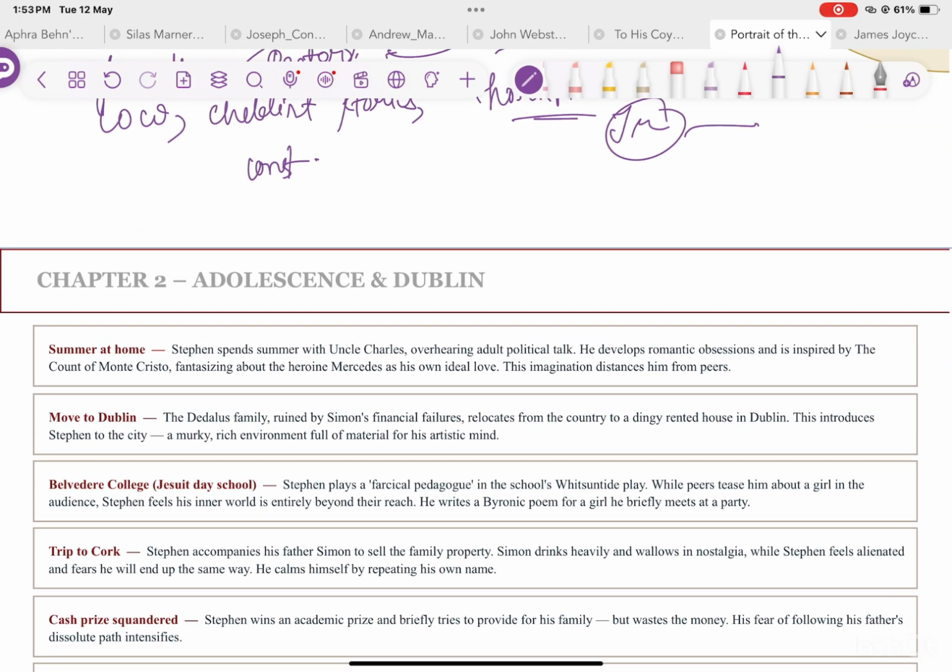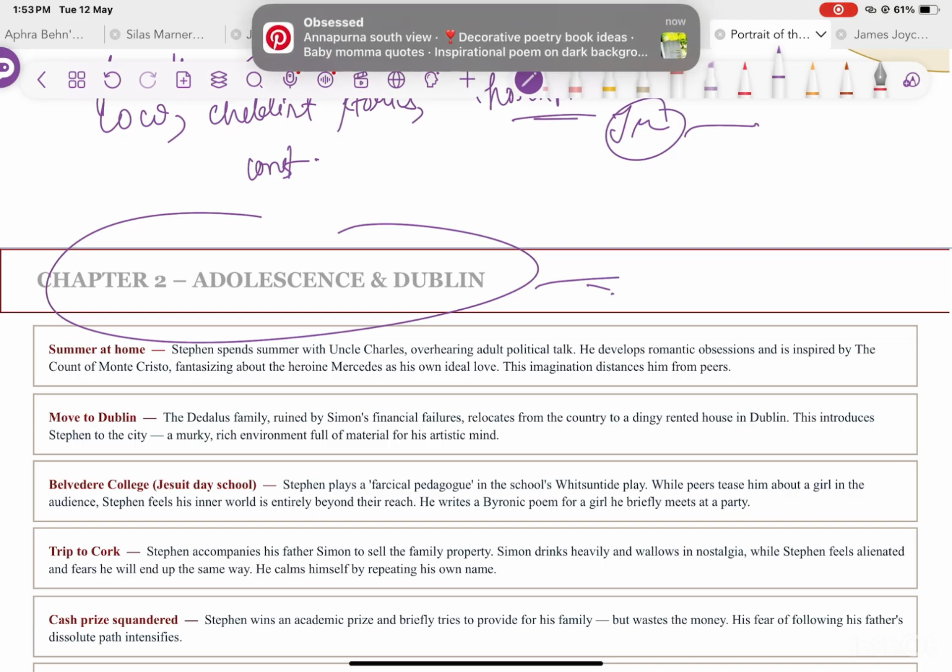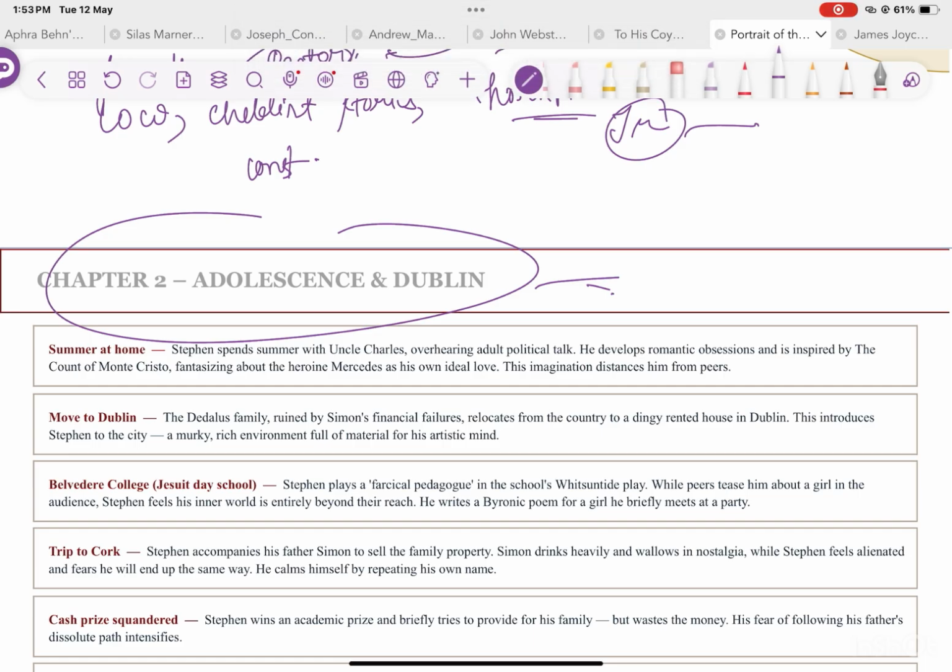Now let's move to chapter 2, and let's recall his life at Dublin. So Stephen spends summer vacation at home and he walks around with Uncle Charles daily. Stephen closely observes the spoken languages and rhymes all around him, and his mock battles reveal Stephen's heroic self-image.